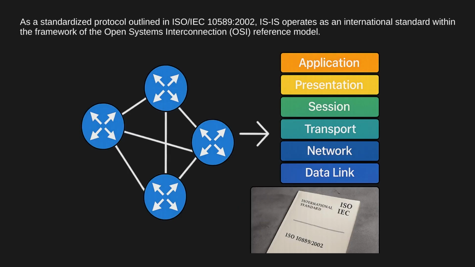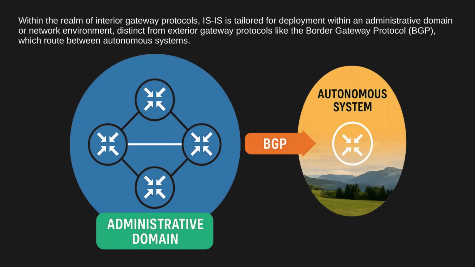As a standardized protocol outlined in ISO IEC 10589:2002, ISIS operates as an international standard within the framework of the Open Systems Interconnection (OSI) reference model. Within the realm of interior gateway protocols, ISIS is tailored for deployment within an administrative domain or network environment, distinct from exterior gateway protocols like the Border Gateway Protocol, BGP, which route between autonomous systems.